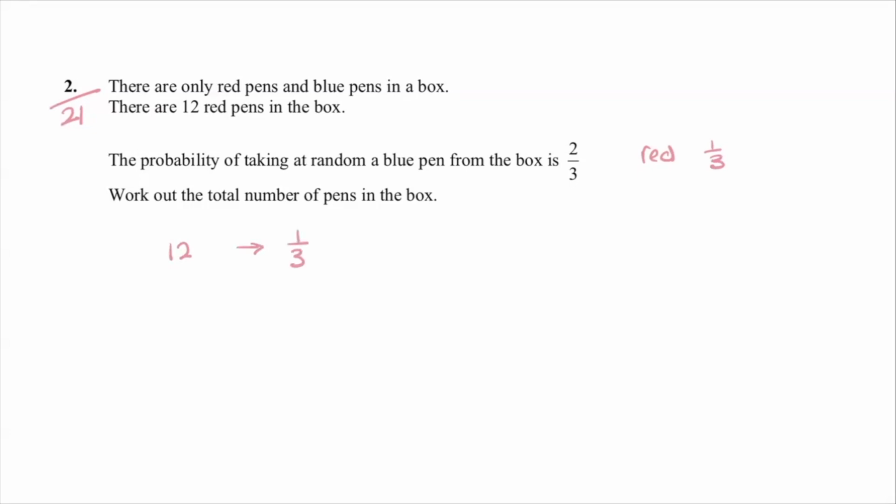If 12 is worth 1/3, if we double, then 24 would be worth 2/3. If we add another 12 on, 36 would be worth 3/3, which is our whole, which is everything in the box. So the answer is 36.